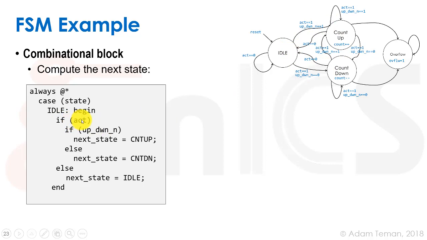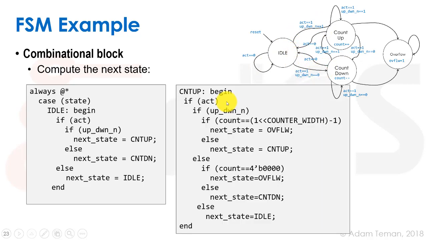So we ask if act is 1. If not, it's easy. We're going to stay at 0. But if it was 1, then we look at the state of up down. So we say if up down is high, then the next state is going to be the count up state. Else the next state is the count down state. So we have completely described all of the arrows pointing out of this idle state.